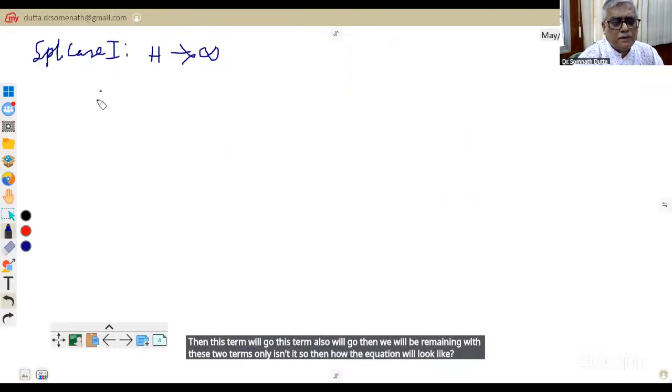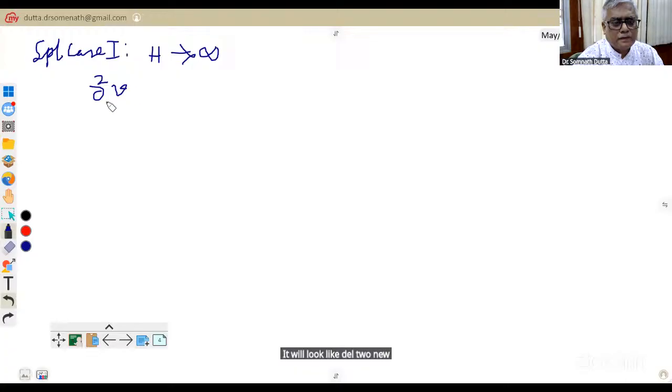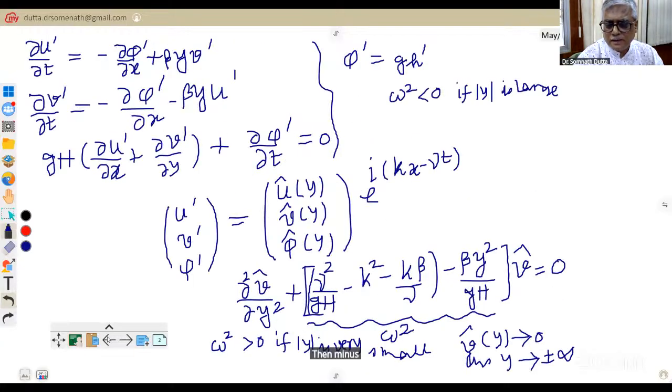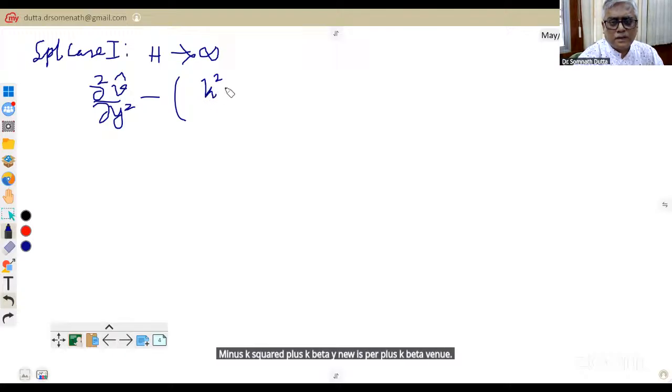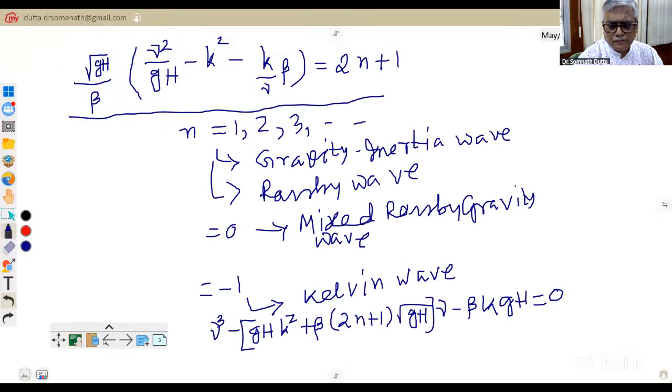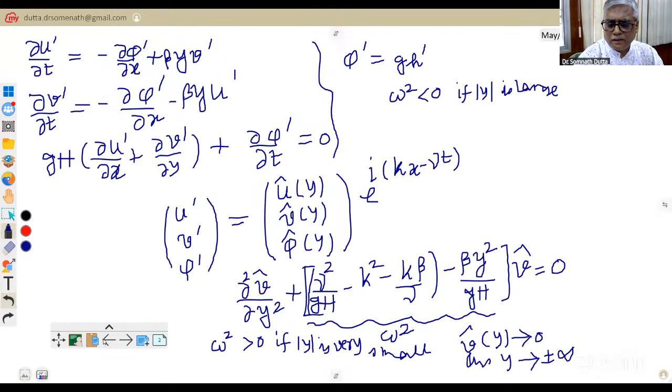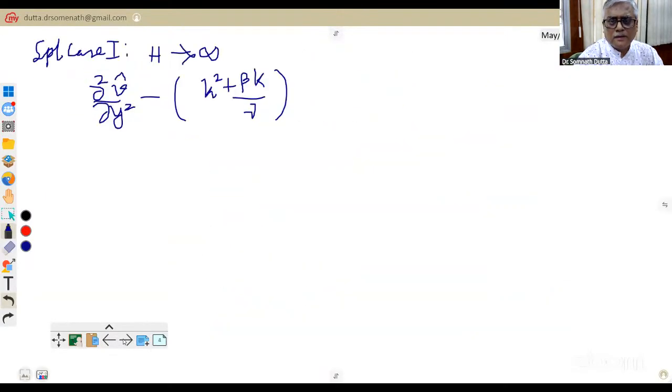So then the equation will look like del 2 v tilde by del y2, minus k square plus k beta by nu, into v tilde. This is equal to 0.